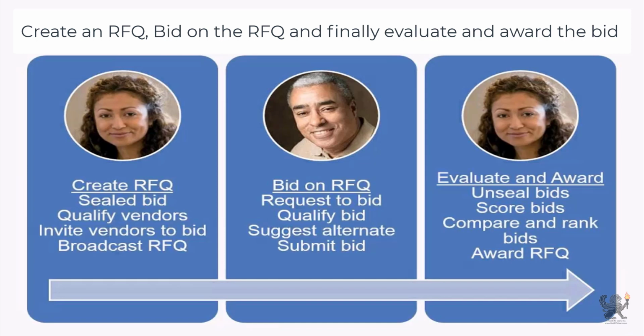Once that's done, Stan is going to, as the vendor, bid on the RFQ. He, in this case, has not been specifically invited to bid, so he's going to request to bid from the open list page. He's going to qualify himself to bid on this particular RFQ. He's going to suggest some alternates and then submit his bid.